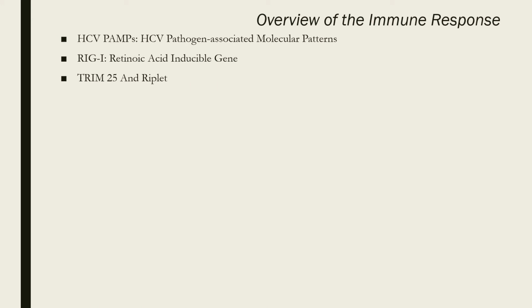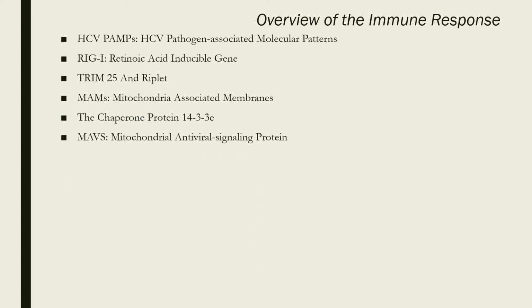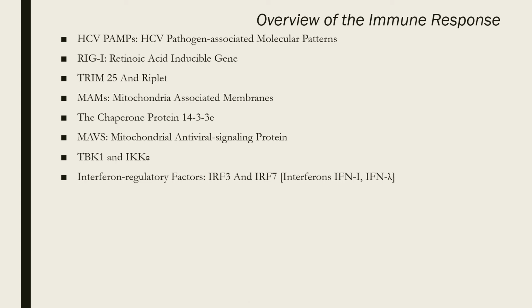This activates RIGI. Active RIGI is recruited by MAMs, mitochondria-associated membranes, and the chaperone protein 14-3-3 epsilon to MAVS, mitochondrial antiviral signaling protein, releasing TBK1, IKK epsilon, IKK alpha beta. TBK1 and IKK epsilon phosphorylate interferon regulatory factors IRF3 and IRF7 to stimulate interferon 1 and interferon lambda production. And IKK alpha beta activates NF kappa B, leading to the production of pro-inflammatory cytokines.